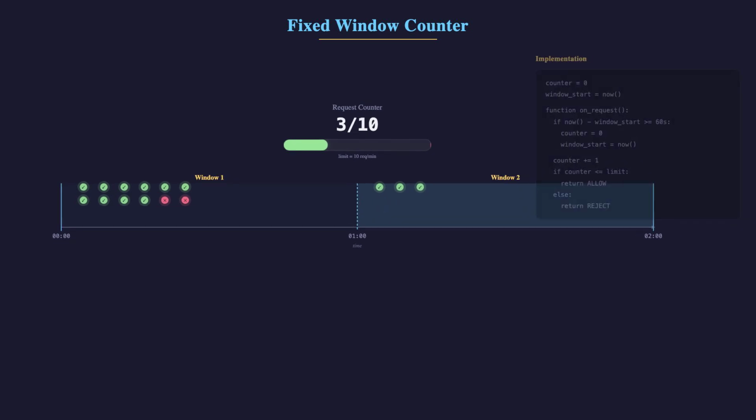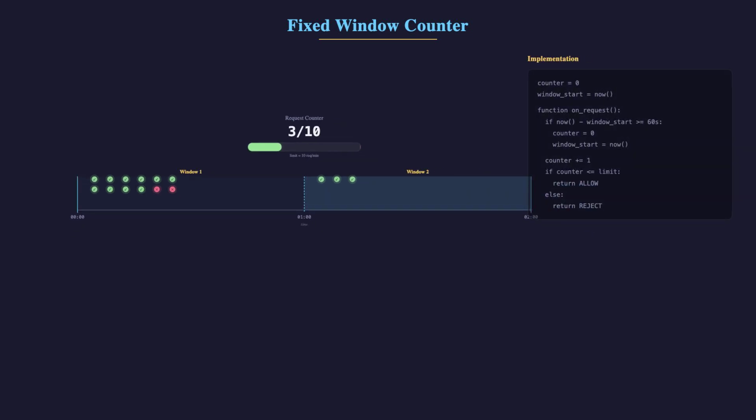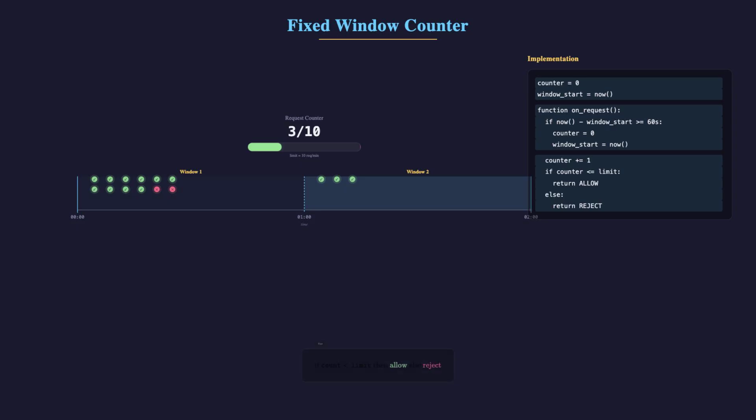Simple. The implementation is incredibly straightforward. You need just two things: a counter and a timestamp for when the current window started. When a request arrives, check if you're still in the same window. If so, increment and compare. If the window has passed, reset the counter and start fresh. This approach is fast, uses almost no memory, and is easy to implement. It seems like the perfect solution, but there's a catch, and it's a big one.